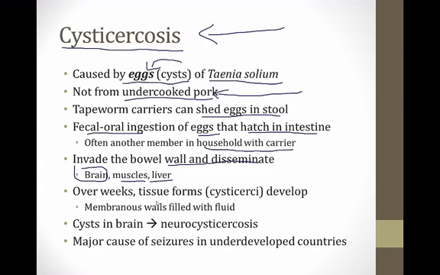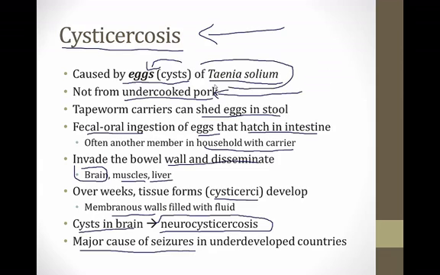Over a few weeks, the tissue forms of Taenia form. They're called cysticerci, and these are little membranous walls filled with fluid. And classically, what you get is something called neurocysticercosis, where you get multiple cysts in the brain. And in underdeveloped countries, cysticercosis in the brain is a major cause of seizures. And one high-yield thing to know about this is if you hear of someone from an underdeveloped country who has seizures, one thing you should think about is that they may be infected with this helminth.